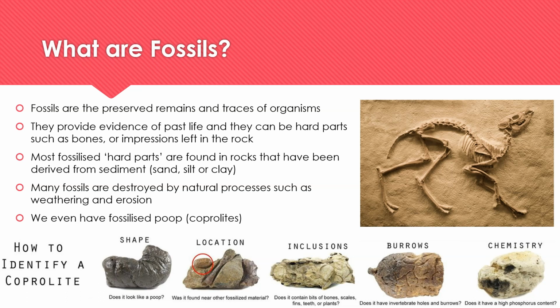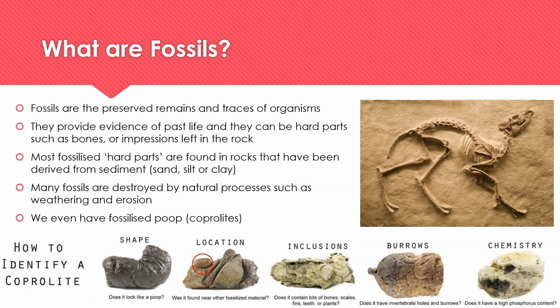A lot of the time when we see fossilized hard parts of organisms, they're found in rocks that have been made from sediment. So things like sandstone, which comes from sand, and you can have silt and clay produce rock as well. That's because the animals died, they've gone to the ground, sediment has been laid down over the top of them over time, and that's eventually compacted into rock. A lot of the time, fossils get destroyed by natural processes, weathering and erosion, and it's quite hard to get to the point of having a fossil because you have to have the organism die and be quickly covered to preserve them.